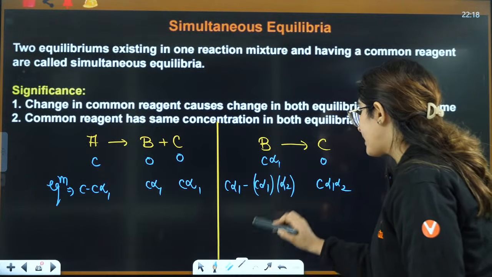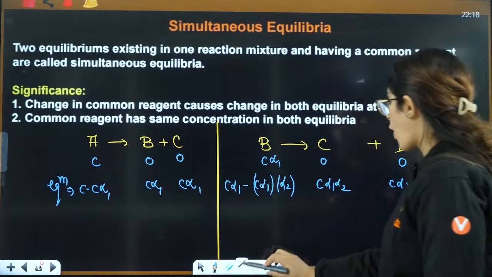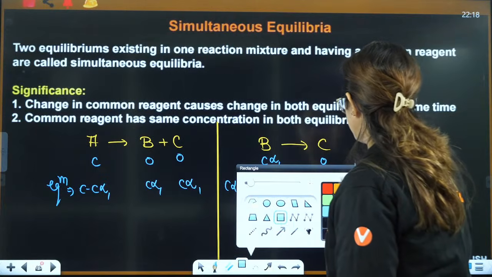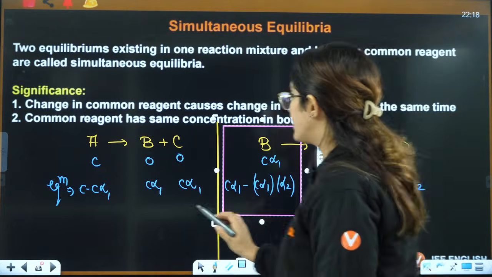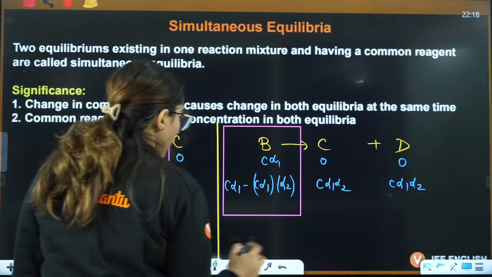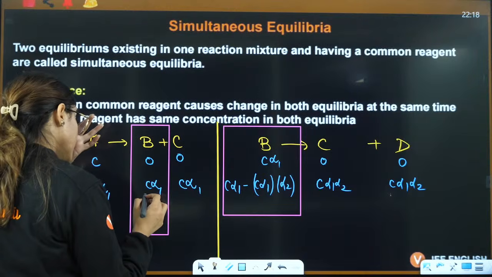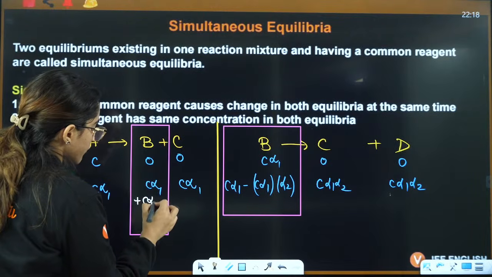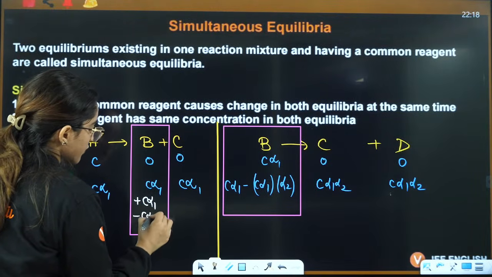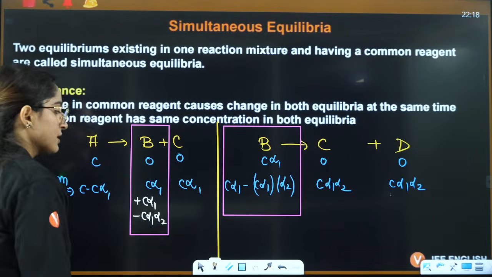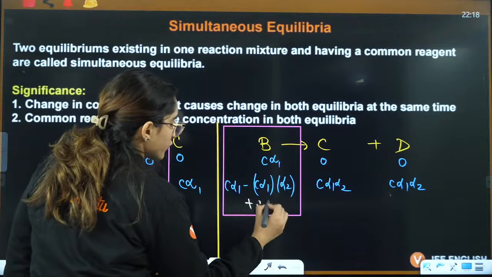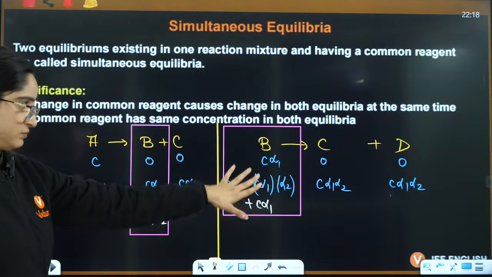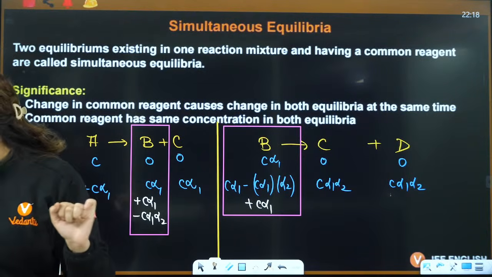Now what are the common things here? Common is this B. So you'll have to make this B equal in both the cases. Here you will add C alpha 1 minus C alpha 1 alpha 2, and here you will add C alpha 1 from here. Because it is common, what you have taken here, you will add here. Okay?